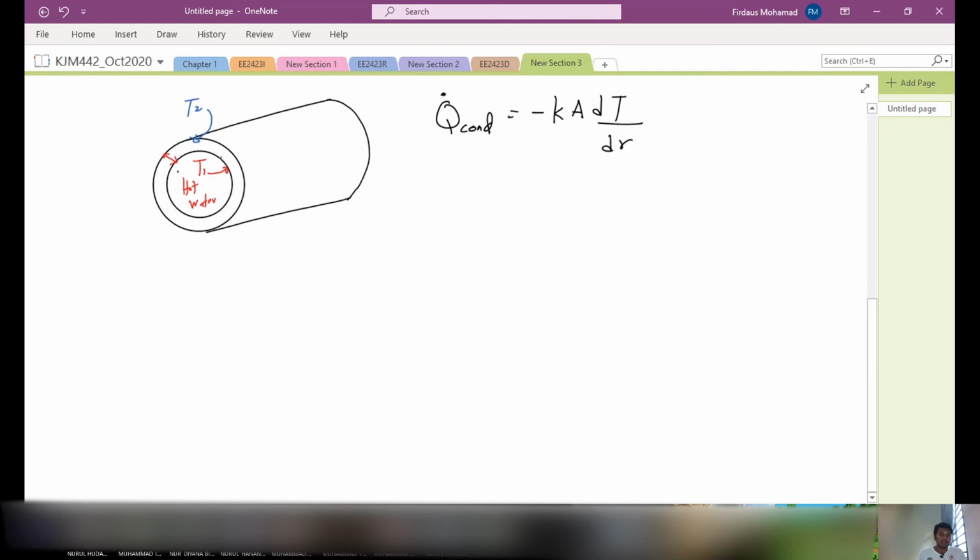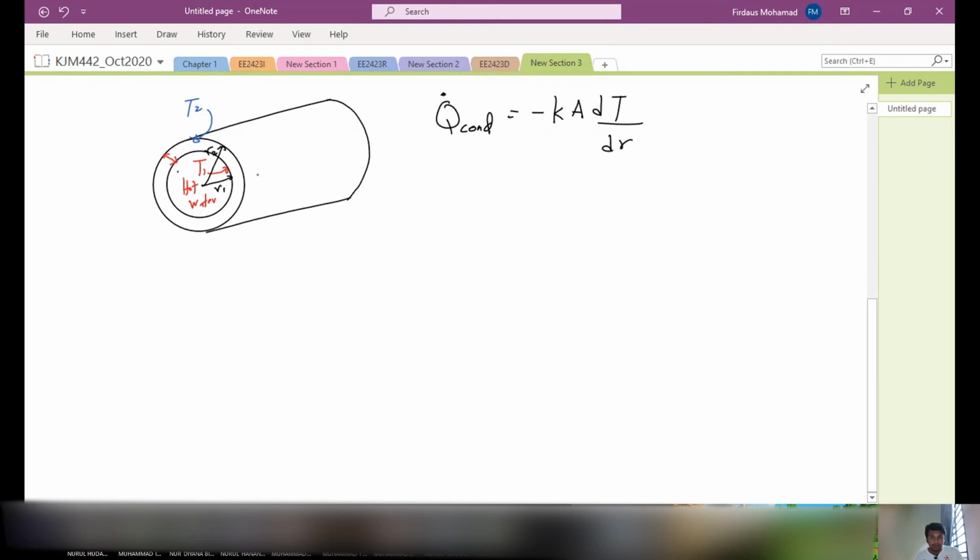The area for this pipe depends on the radius. Let's say this is radius 1, and then this will be radius 2. Can you see what I have here? Yes, sir. Okay, so now since the area changes with the radius, we need to integrate this equation so that we can get the equation that accounts for the changes of the radius. The area is always changing between R1 and R2.